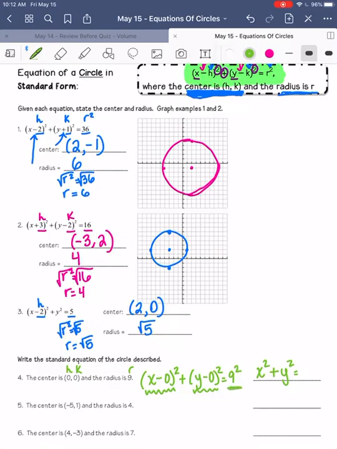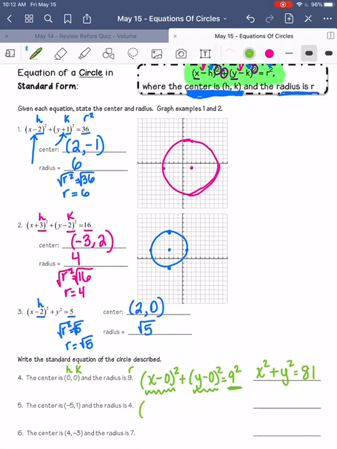And then 9 squared, we actually want to do 9 squared. So what is 9 squared? Well, 9 squared is 9 times 9, which is 81. So there's our final answer. Okay, so we're just plugging into the equation.